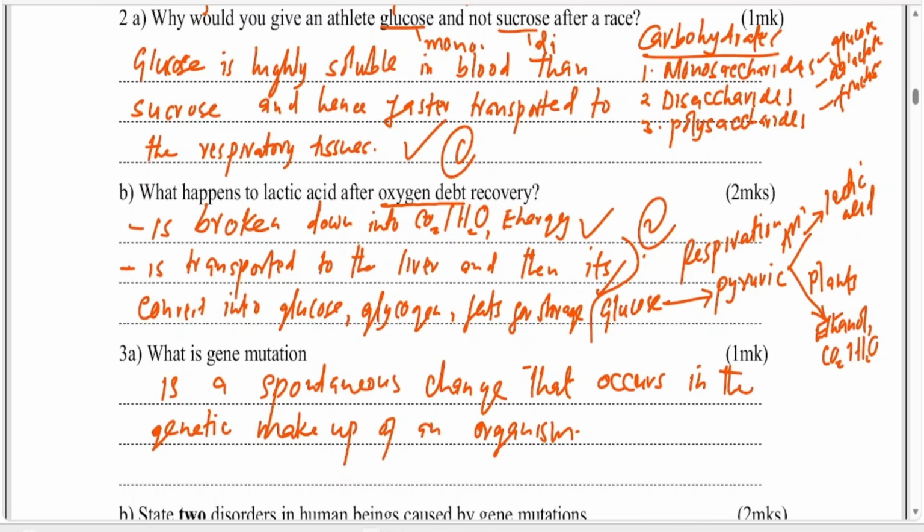So we have seen types of gene mutation, like we have deletion, we have inversion. So these changes that take place in the genetic makeup of an organism is what we call gene mutation. So stating this gives you 1 mark.